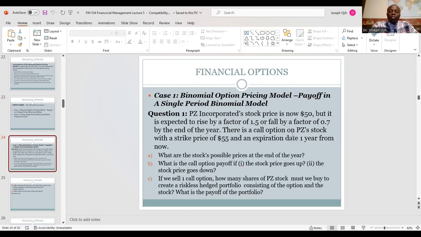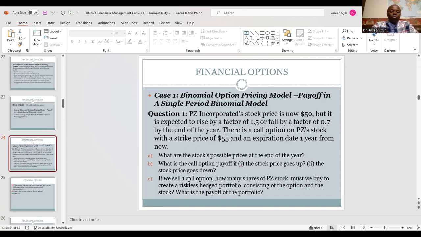There is a call option on PZ stocks with a strike price of $55 and an expiration date of 1 year from now. What are the stock's possible prices at the end of the year? What is the call option payoff if the stock price goes up or if the stock price goes down?